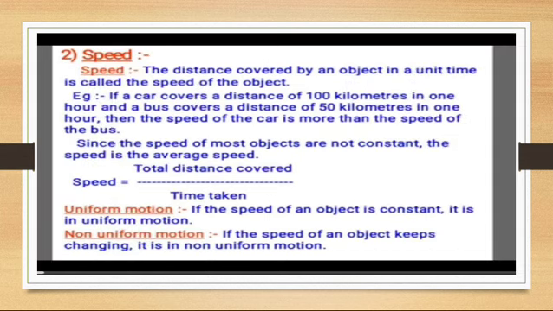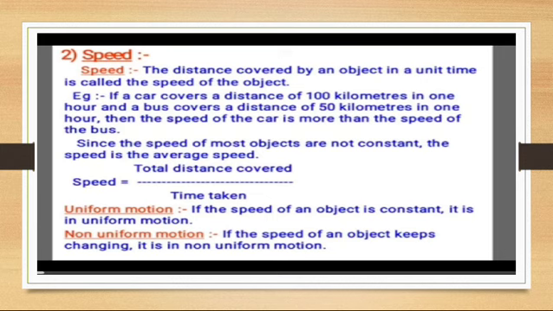Now, what is speed? The distance covered by an object in a unit time is called the speed of the object. Example, if a car covers a distance of 100 kilometers in 1 hour and a bus covers a distance of 50 kilometers in 1 hour, then the speed of the car is more than the speed of the bus. Since the speed of most objects is not constant, the speed is the average speed.